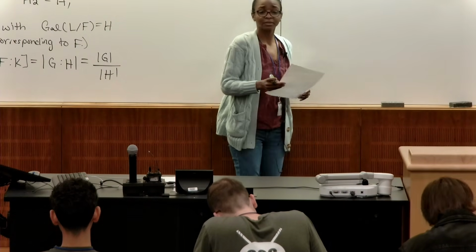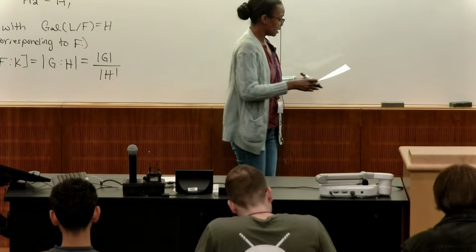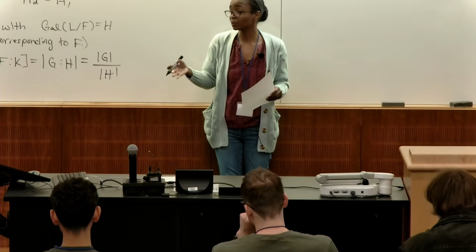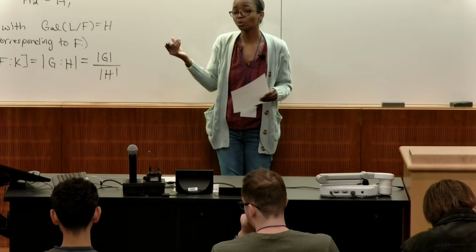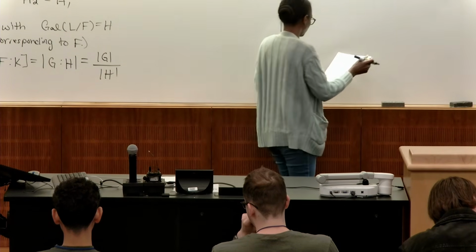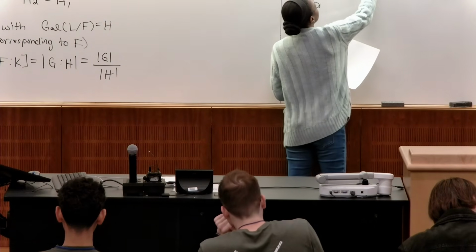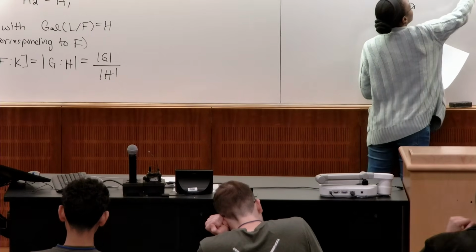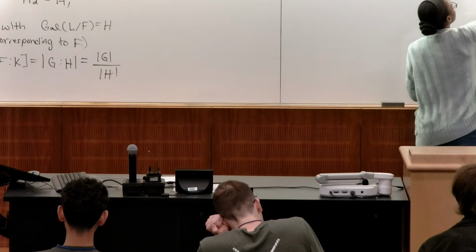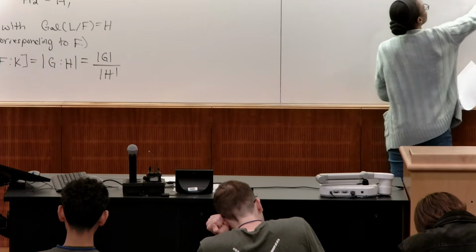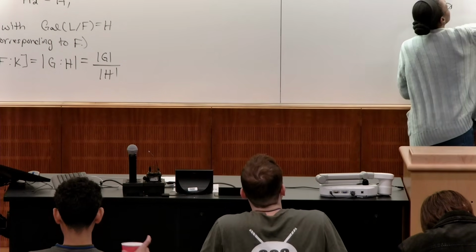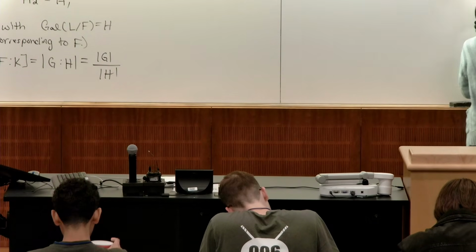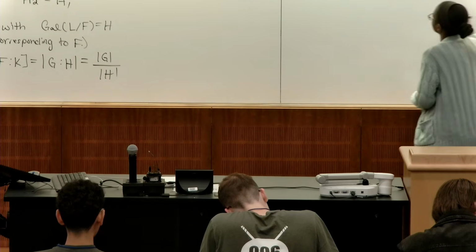This was the point that I started to say a bit earlier, but now we're going to say it here. If I want to know if a subextension F is Galois over K, what I really want to know is, is the corresponding subgroup a normal subgroup of G? So F is Galois over K if and only if the corresponding subgroup is normal.